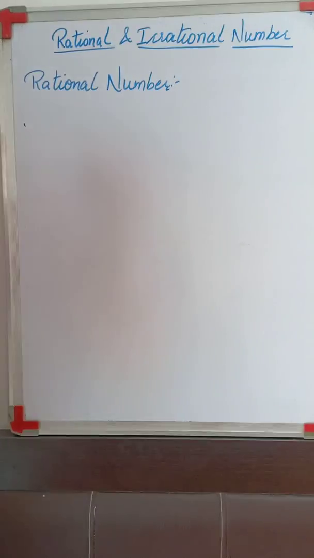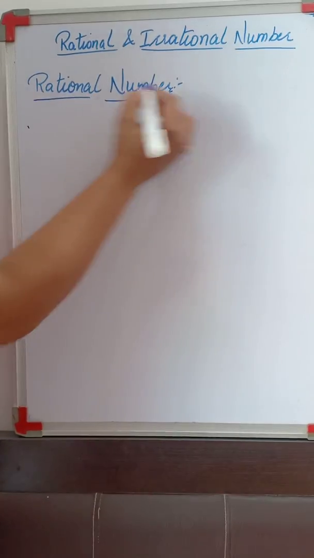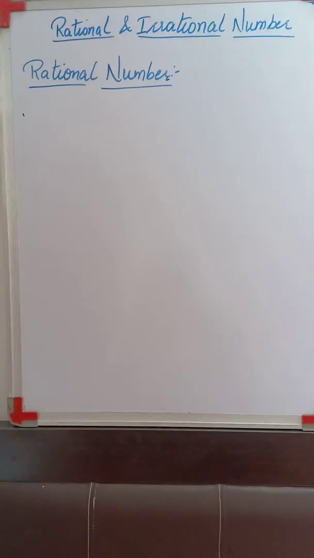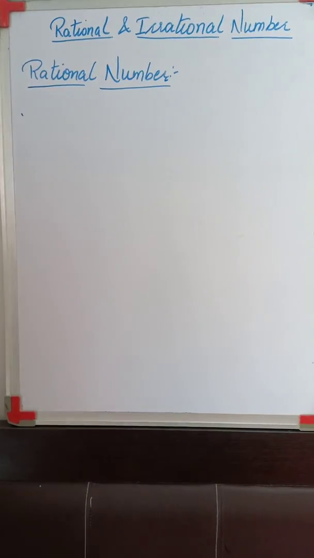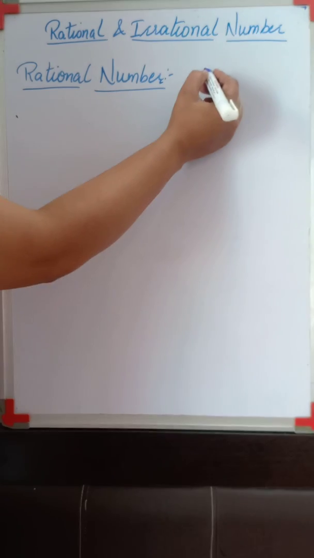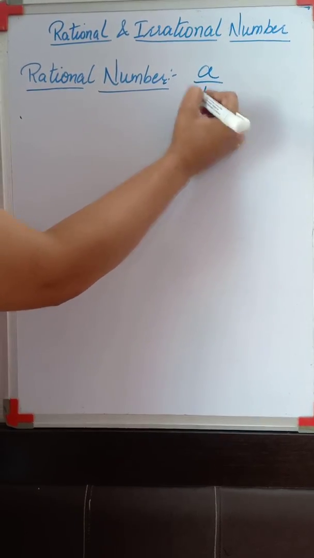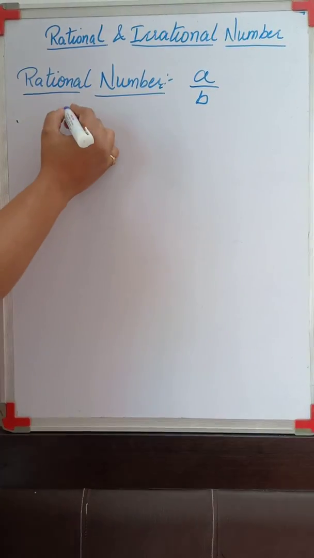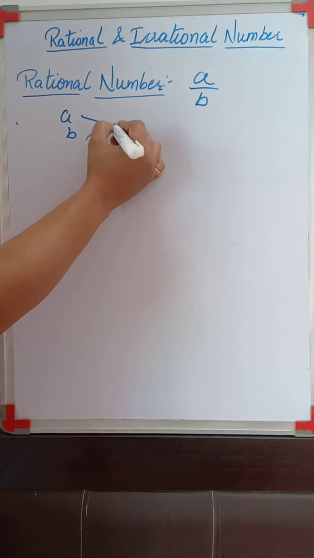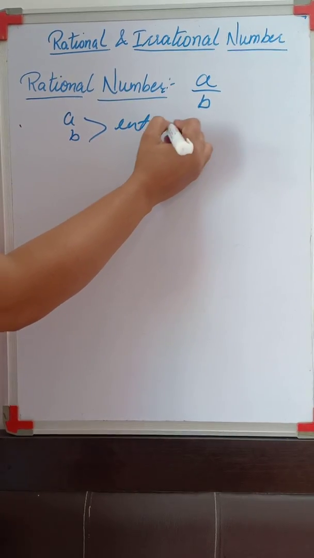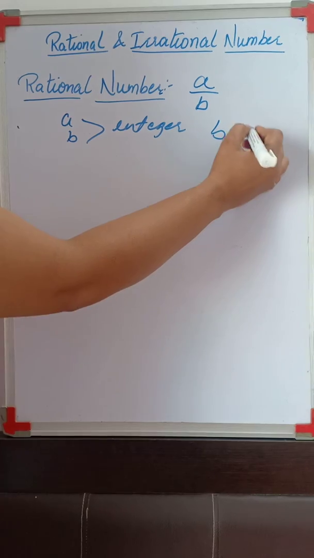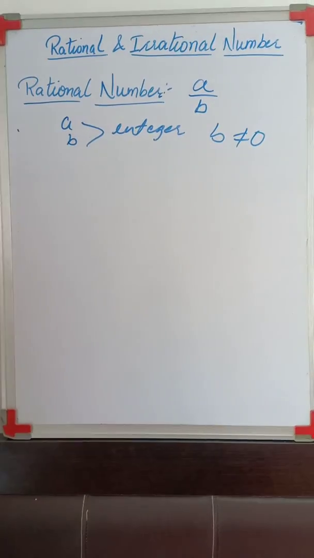So let us start with the rational numbers. What are rational numbers? A rational number is any number which can be written in the form of a upon b, where a and b both are integers and b is never equal to 0.